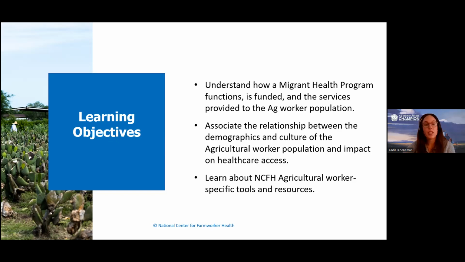You'll be able to associate the relationship between the demographics and culture of the agricultural worker population and the impact those things have on healthcare access. And you'll also learn about NCFH agricultural worker specific tools and resources.